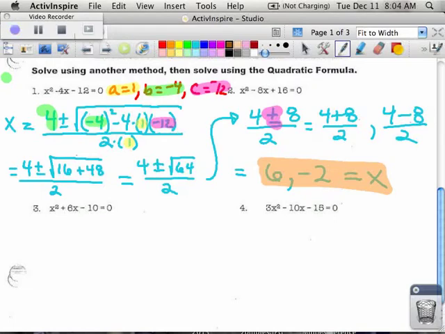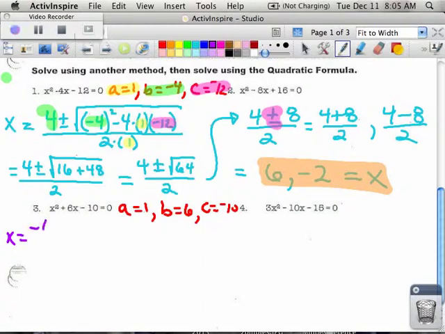6x minus 10. And again, I'm going to write down all of my different values. So I know that my a is 1 for the third time. This time my b is a positive 6, not a negative number. And my c is negative 10.